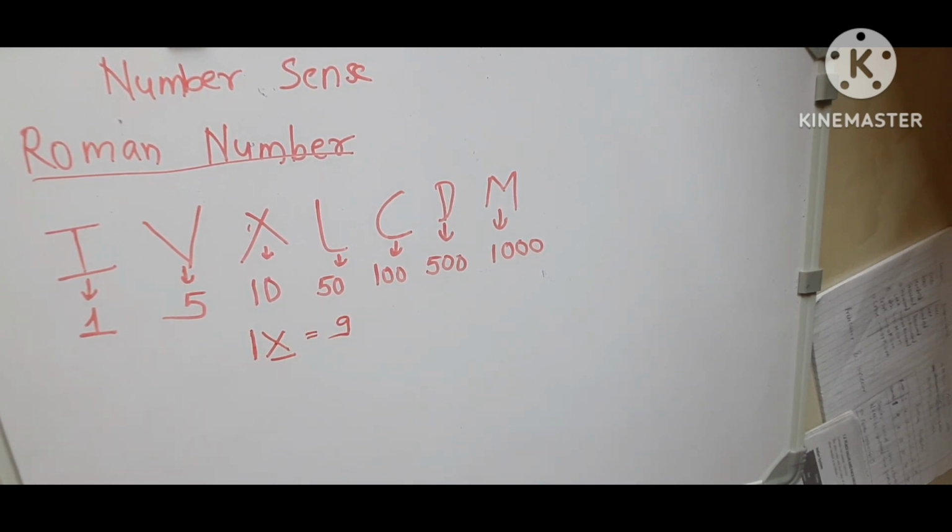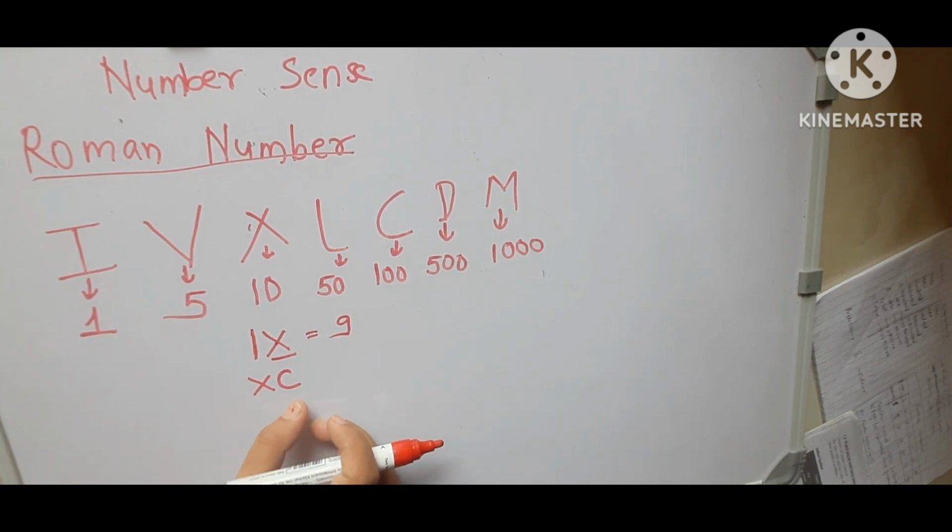Similarly, if there is a number called X, C. Again, X is smaller than C. What we will do is, X, the value is 10. C, the value is 100. So again, I'll subtract 10 from 100 and I'll get the value 90. If you follow this rule, then all your answers will be correct.